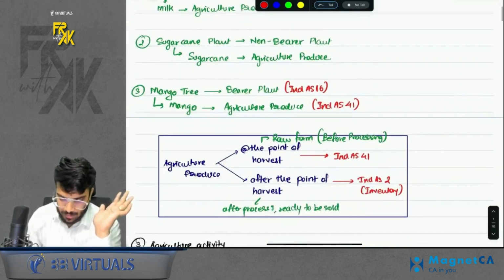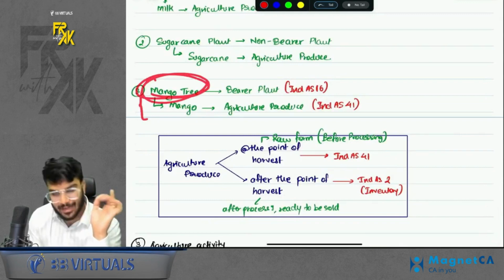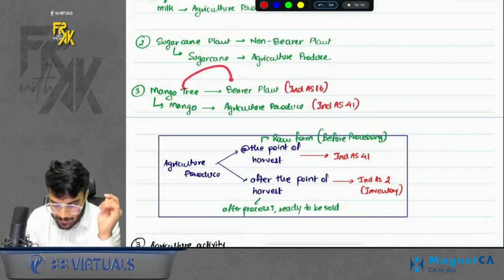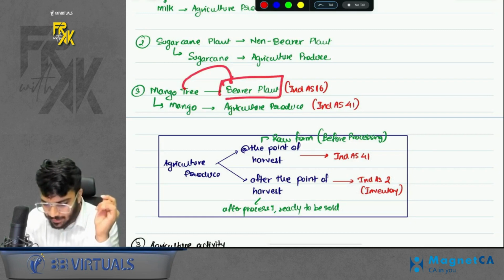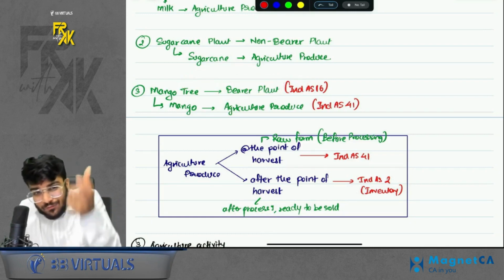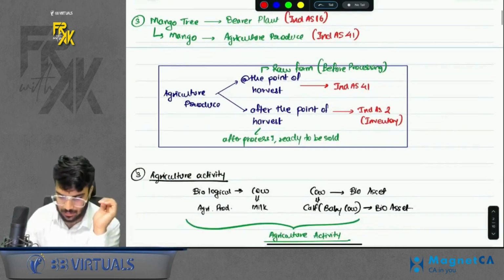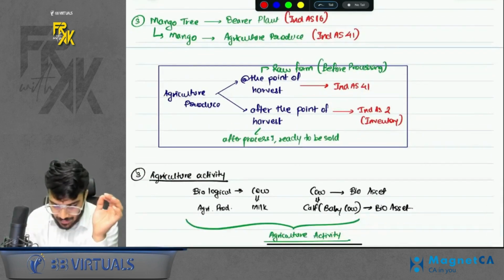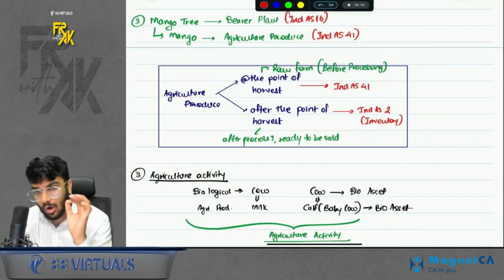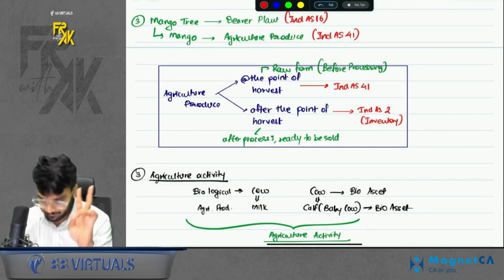Acha, one more thing. When I discussed mango tree, it has a life of more than 1 year. So it becomes a bearer plant. So it is covered under Ind AS 16. But the produce from mango is covered under Ind AS 41 only. Okay. Acha. Next point. In case of agriculture produce, all the agriculture produce has 2 stages.